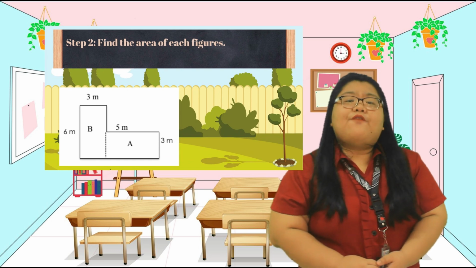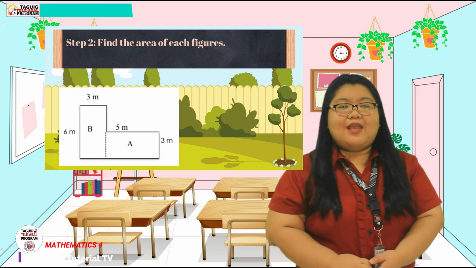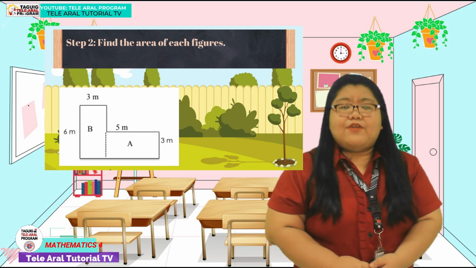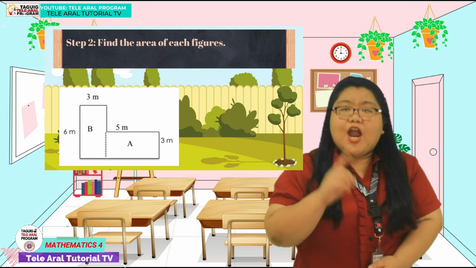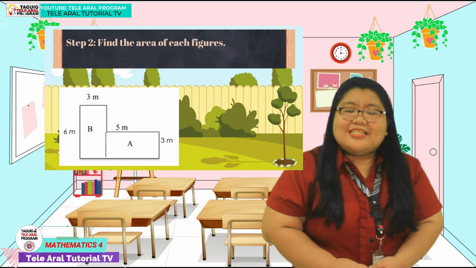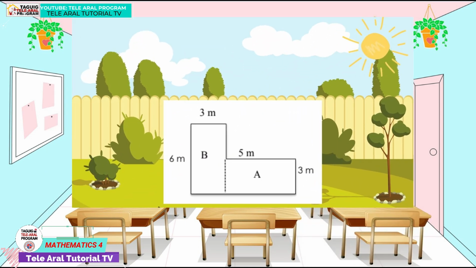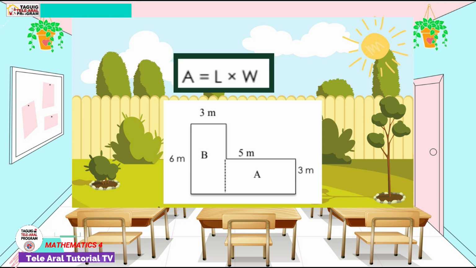Step 2. Find the area of each figure. After identifying the figures, we will solve for the area of each rectangle. Are you ready, kids? Yes! That's nice! Let's now proceed. First, we will solve for the area of rectangle A and after that, the area of rectangle B. Again, what is the formula in finding the area of a rectangle? Excellent! The formula in finding the area of a rectangle is length times width.